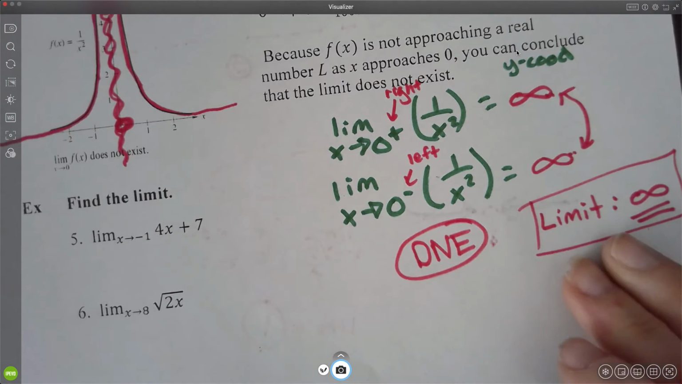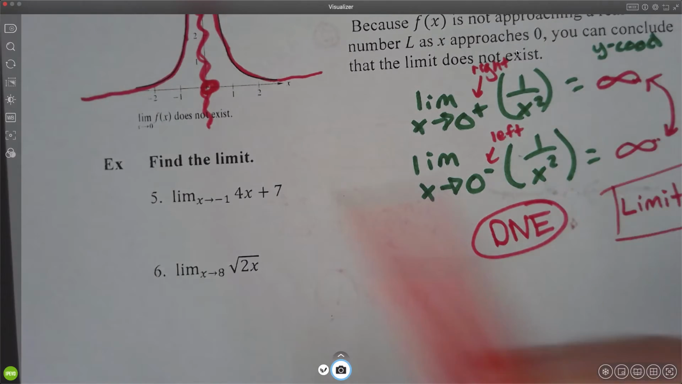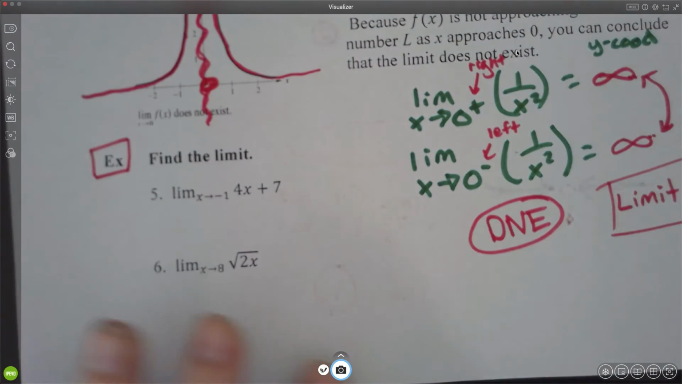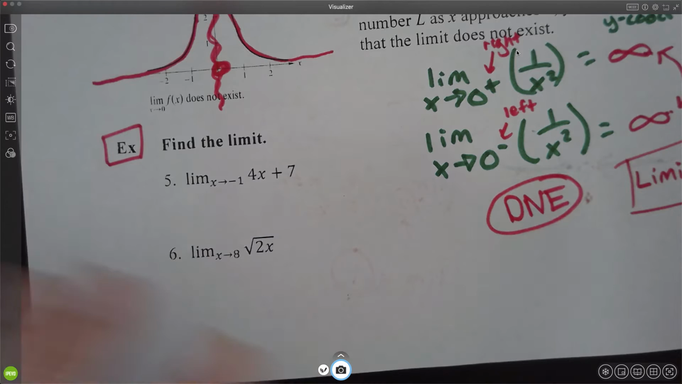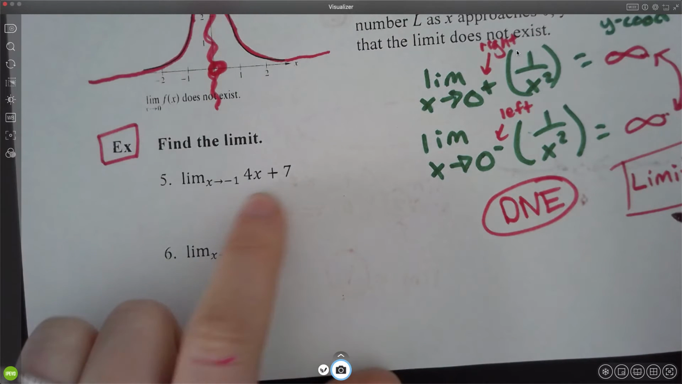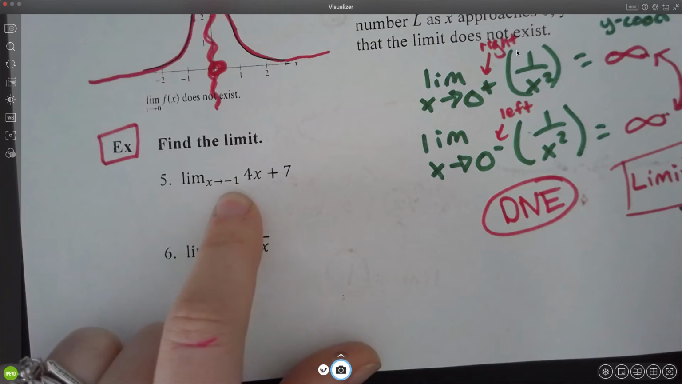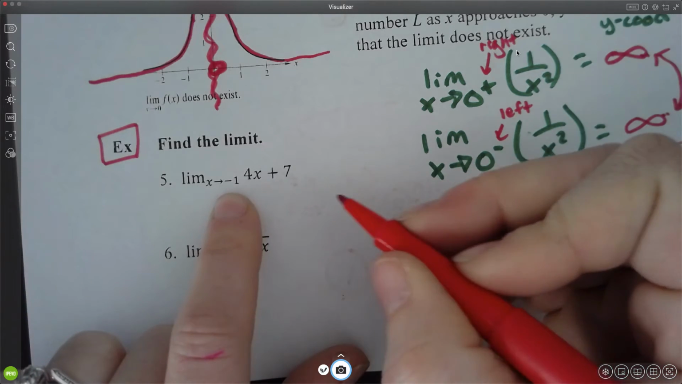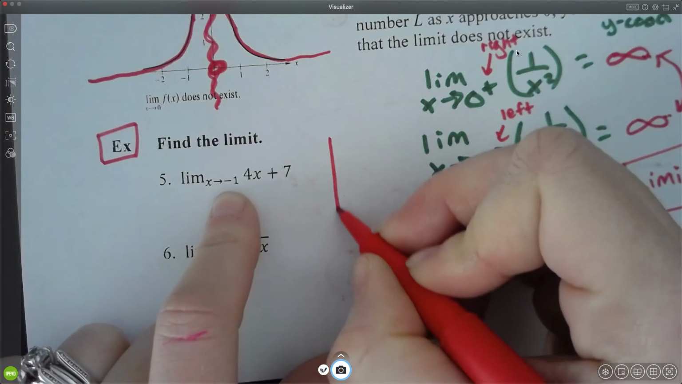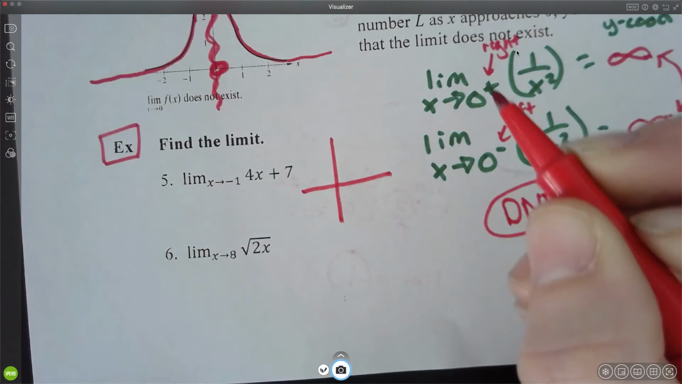Okay, all right, so let's go to these guys. These guys are really nice ones. So these examples, find the limit. Okay, so 4x plus 7, we're trying to find as x approaches negative 1. So, if I just think about, and you don't have to graph this always, but I'm just going to kind of illustrate this for you.